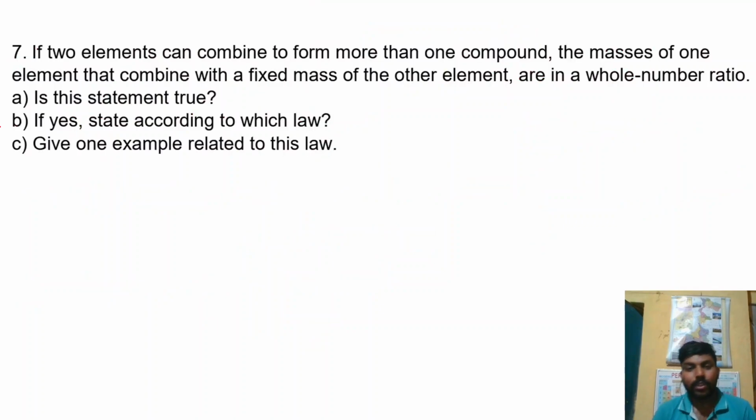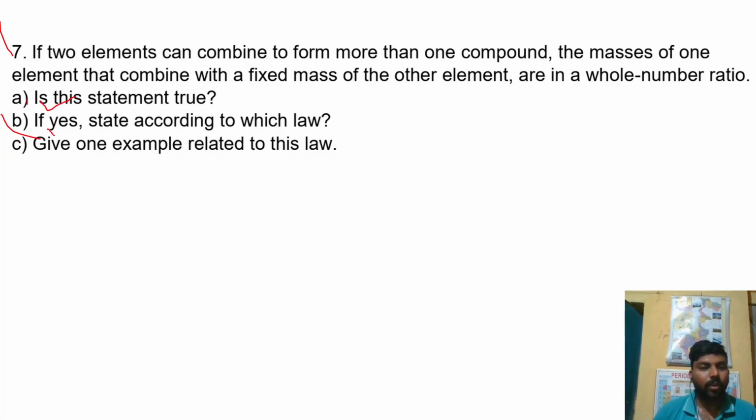Now one question is there which you have to know: if two elements can combine to form more than one compound, the masses of one element that combine with a fixed mass of the other element are in a whole number ratio. Obviously, in the last class we have read about the 5 basic laws of chemical combination. Already I have uploaded that video, you can also check it in my playlist. So what is this law telling? This law is telling that when two elements combine to form more than one compound, obviously from that idea you can say the answer, yes, this statement is true.